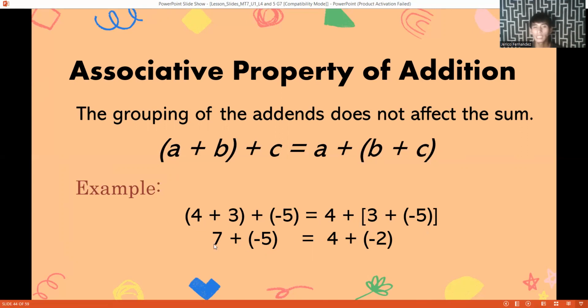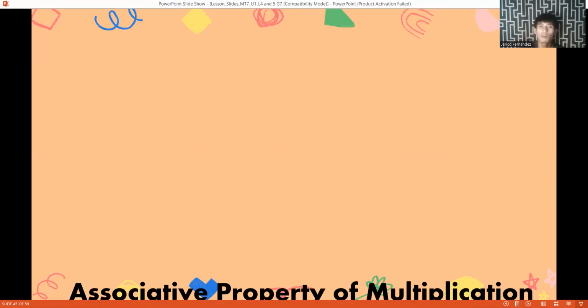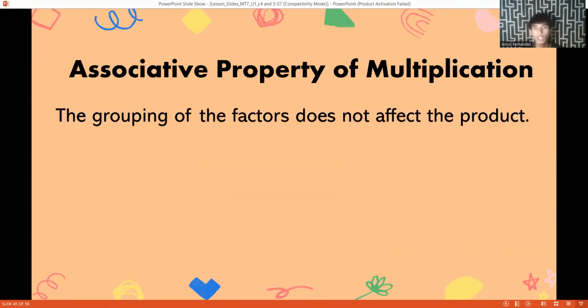Now, solving this, 4 plus 3 is 7, 7 plus negative 5 is negative 2. And solving the other, 4 plus the quantity 3 plus negative 5 is also negative 2. Our answer is still negative 2. Hindi na bago yung answer natin. Sa associative property, magkabago-bago man ang ating groupings of the addends. We also have the associative property of multiplication.